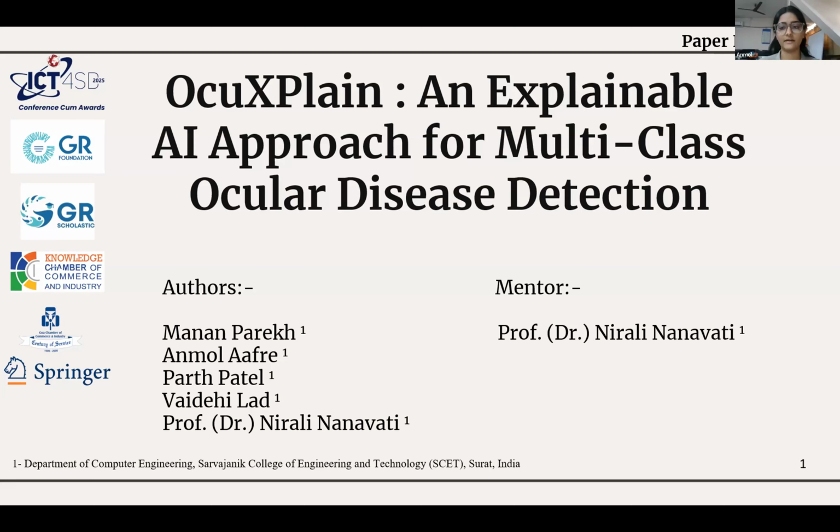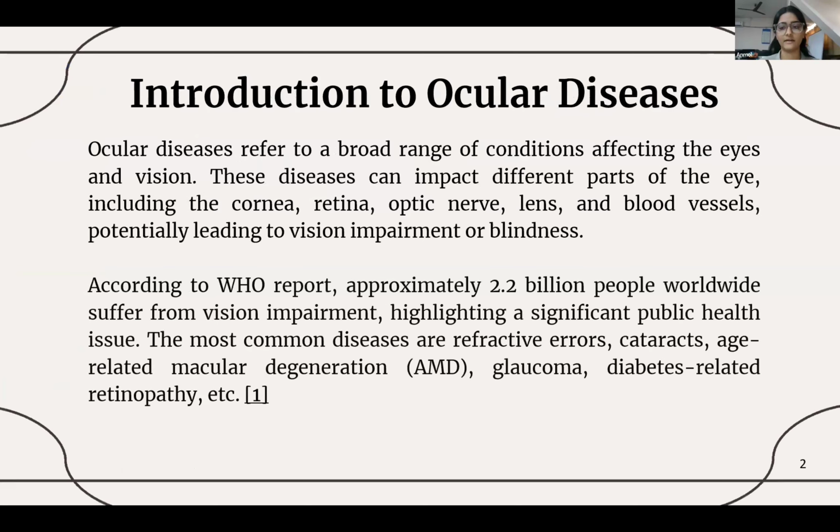Let's understand the motive behind this research. Ocular diseases refer to a wide range of conditions affecting the eyes, like cataract, glaucoma, and AMD. If undiagnosed, they may lead to vision impairment or even blindness. According to World Health Organization reports, approximately 2.2 billion people across the world suffer from some form of vision impairment, and over 1 billion of these cases could have been prevented with timely diagnosis.